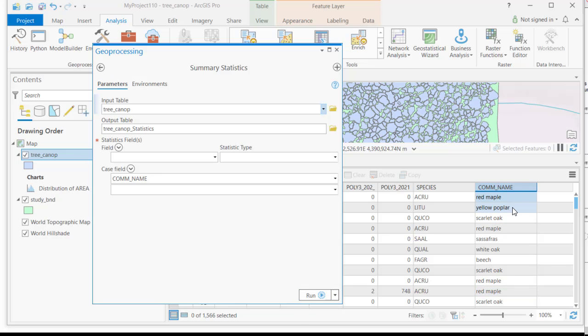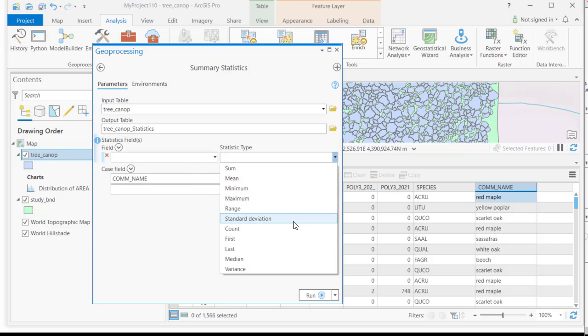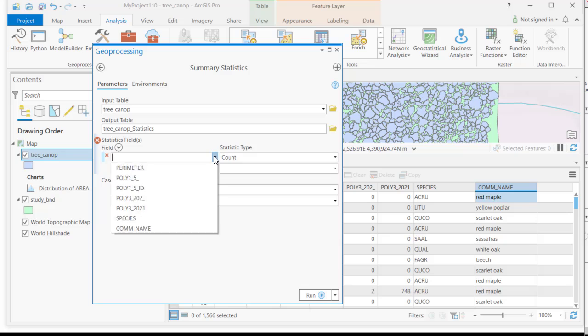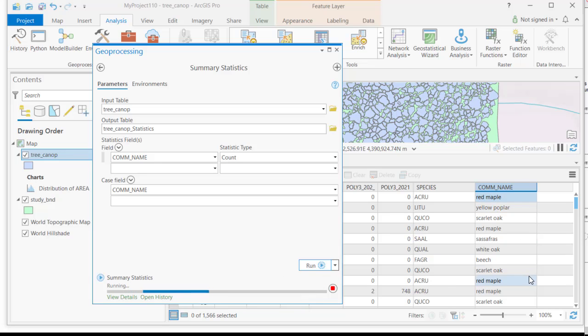So if we look at our common names for these species, and let's just say we're interested in looking at statistics for this particular field, and we want to find for the field maybe just a count of the different types of names that exist. So we're just going to look at the common names. We could also maybe do a summarization of area of each of these if we wanted to. But as part of this just first run, I'm just going to show you quickly how to summarize how many different types of species we have throughout the study area.